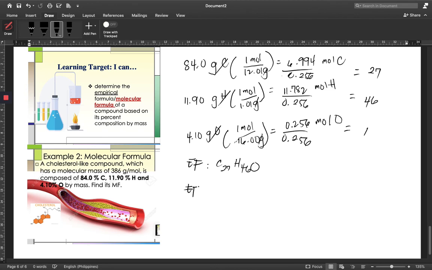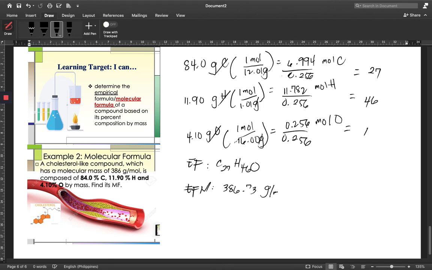Now our empirical formula mass, I leave it up to you. I hope that you have it in your solution. I'll just go directly. That's basically 27 times 12.01 plus 46 times 1.01 plus 16. That is equal to 386.73, right? That's grams per mole.